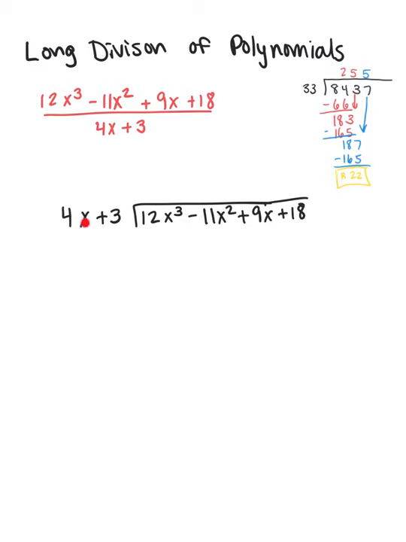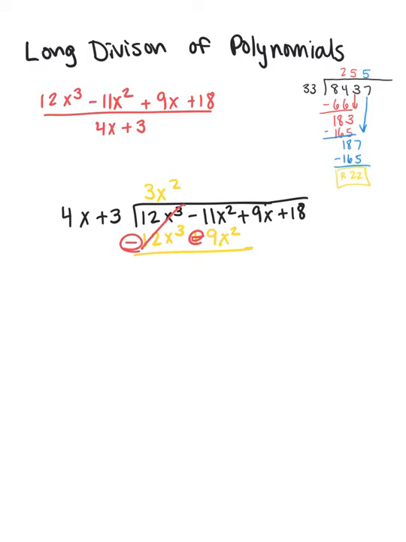What do I multiply to 4x to get 12x cubed? Well, 4 times 3 is 12. X squared times x is x cubed. And then we're going to multiply. 3x squared times 4x gives me 12x cubed. 3x squared times 3 gives me a positive 9x squared. We're going to subtract. When we subtract, we change all of our signs.